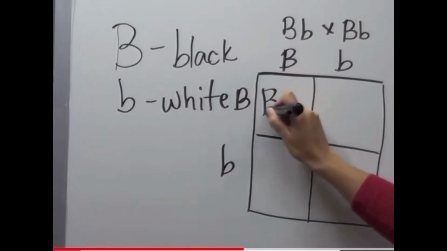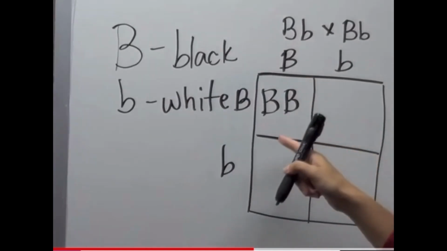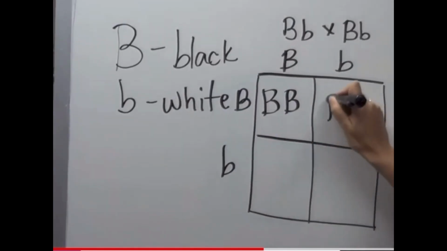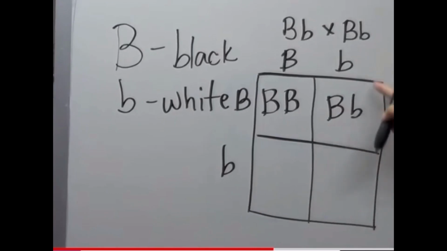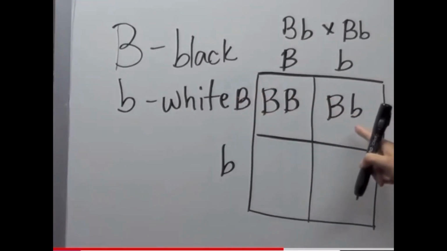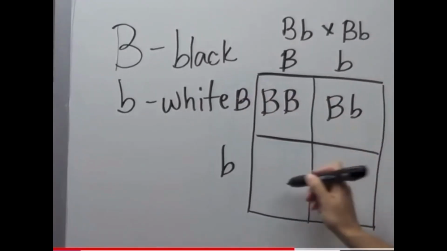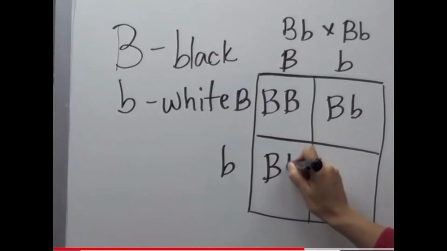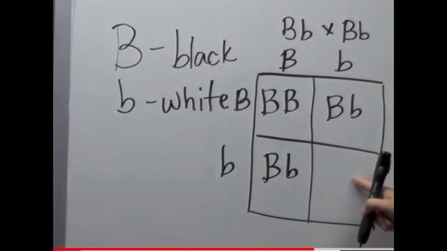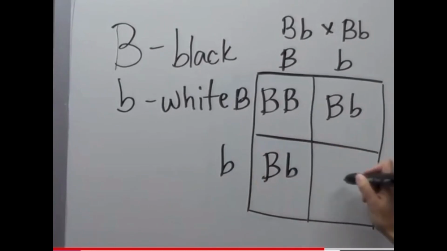So the first box is going to have homozygous dominant. The second box, because you're going to bring the little b down and the big B across, is going to be heterozygous. The same thing for this box down here. And the final box is going to bring the recessive down and the recessive across.